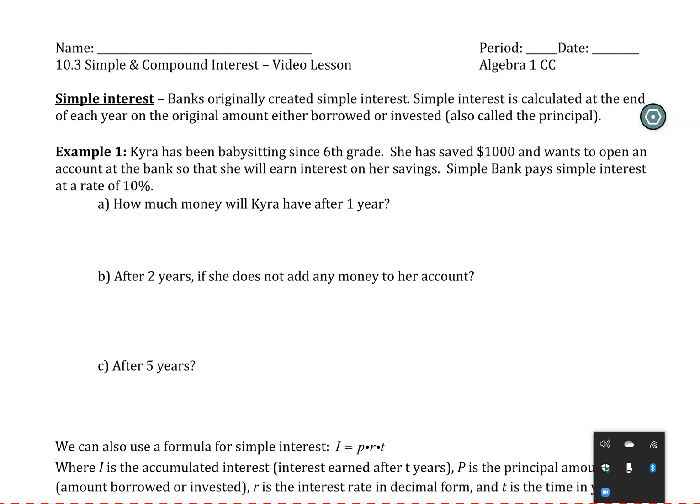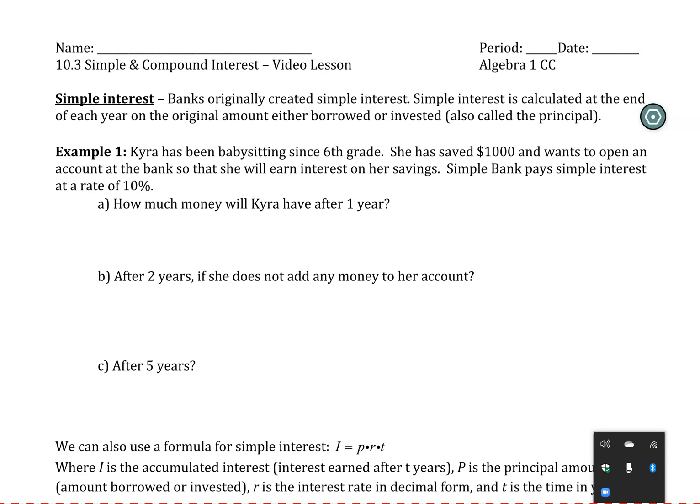So simple interest is what you would normally see at your standard bank. It's interest that's calculated over a year at an interest rate, and it's just the simplest version that you can take when dealing with it.